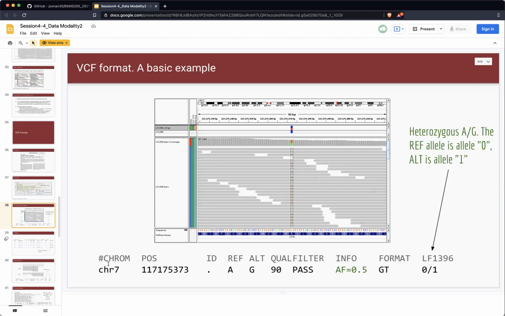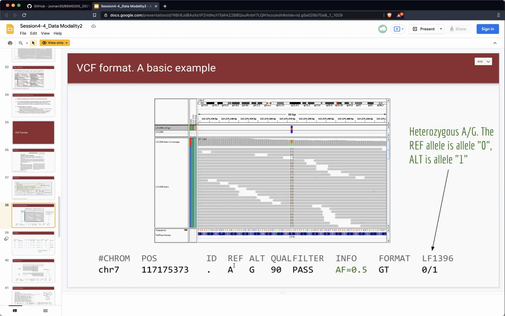But anyway, the first column is chromosome 7, which you can find in this screenshot, and the second column is the position. The position is 117175373. The third column is the ID. You can put the identifier from a certain database. If you think about the database storing the SNP information, we use dbSNP, right? You learned that in session 3. In that case, you can put the ID from the dbSNP database. But in this case, there is no identifier at this position, so we can omit that.